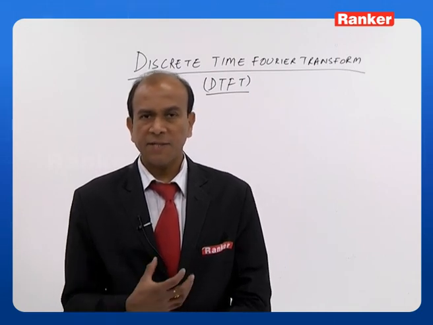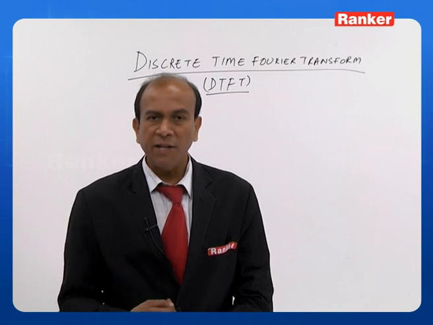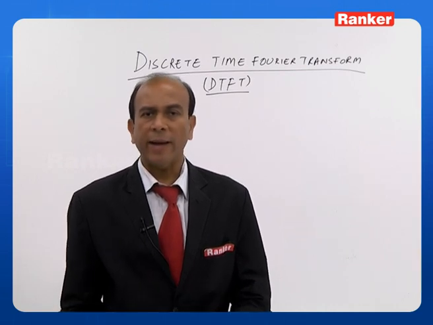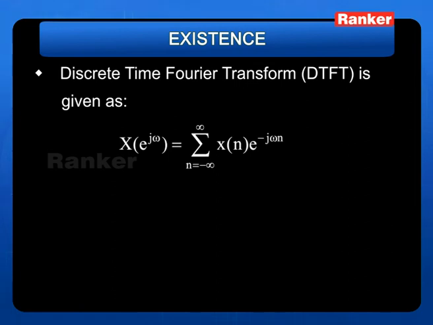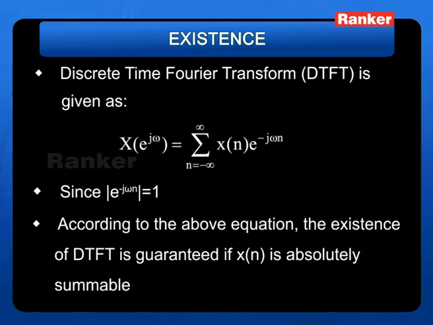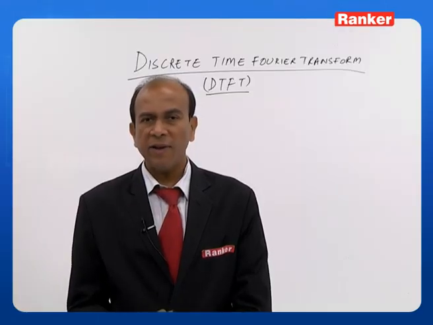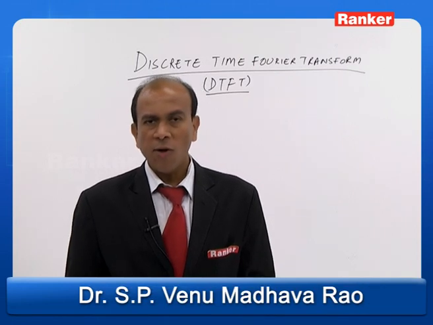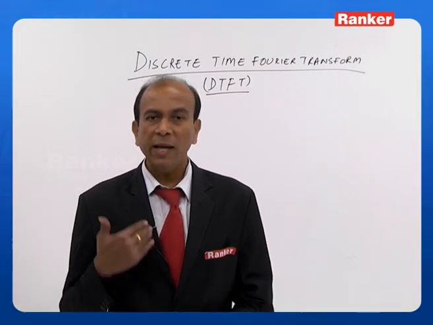Now, when do we say a discrete time Fourier transform exists? Let us see the conditions which are needed for a discrete time Fourier transform to exist. The discrete time Fourier transform is given by X of e to the power of j omega is equal to summation of n equal to minus infinity to plus infinity x of n e to the power of minus j omega n. Now, mod of e to the power of minus j omega n is equal to 1. According to the above equation, the existence of DTFT is guaranteed if x of n is absolutely summable. So, DTFT exists only when this converges. That means the mod of e to the power of minus j omega n is 1. So, for this DTFT to exist, x of n must be absolutely summable.